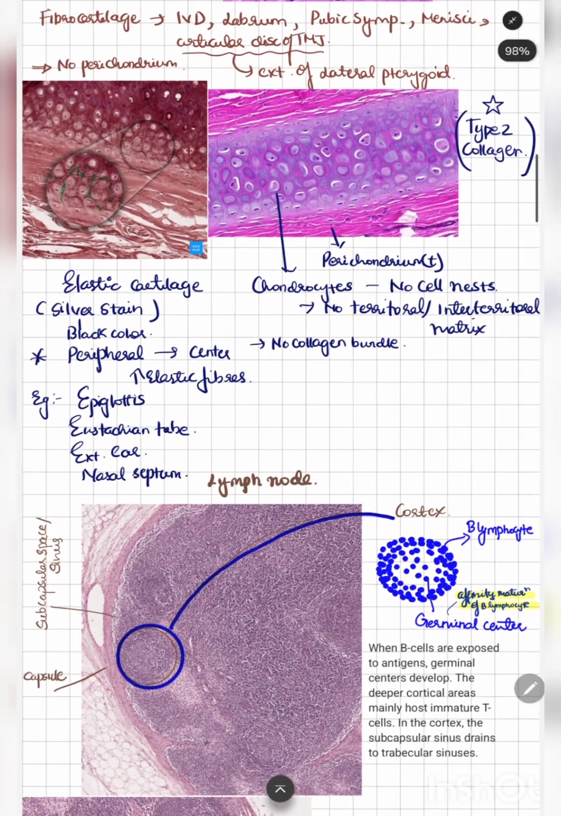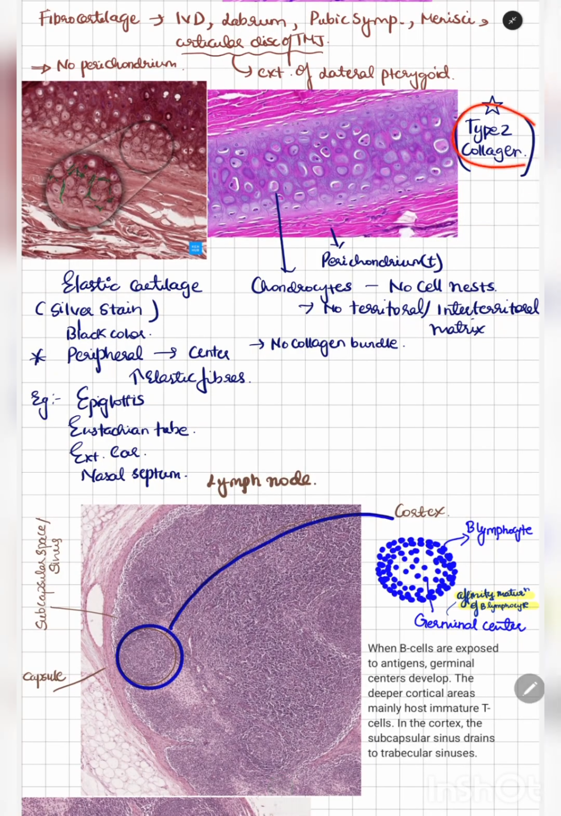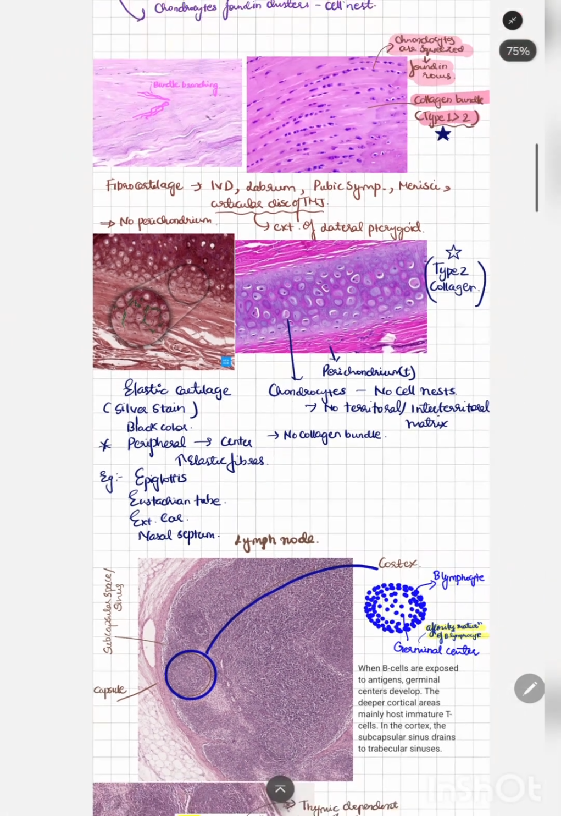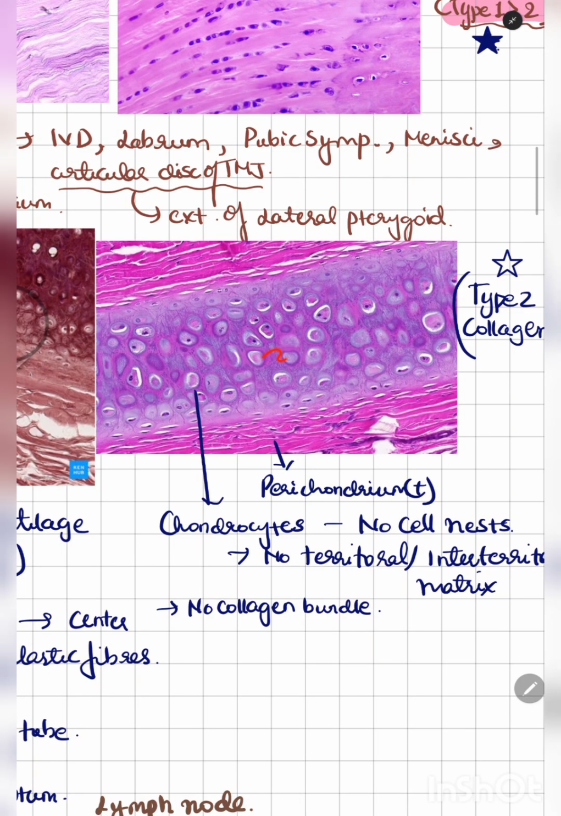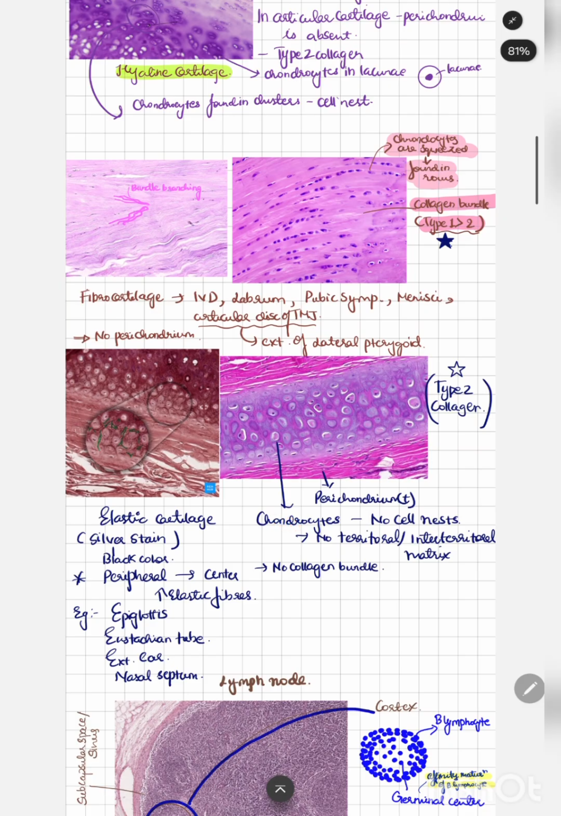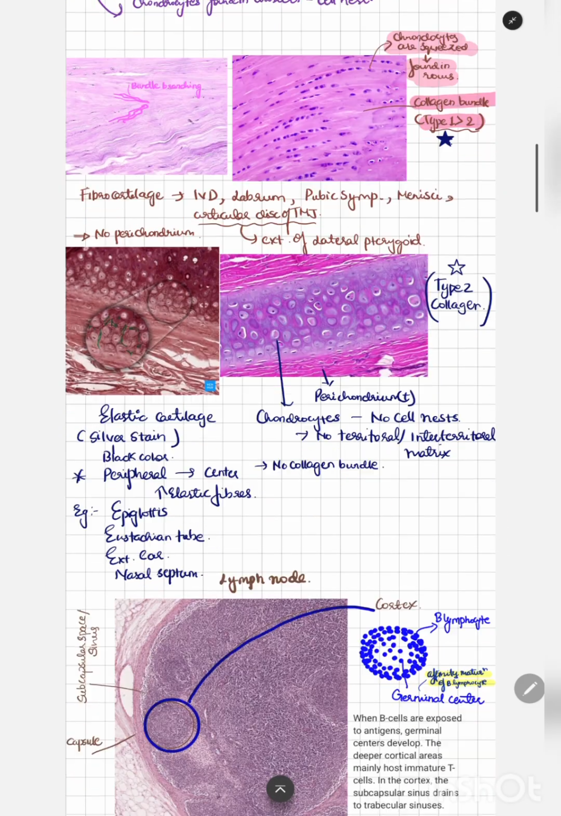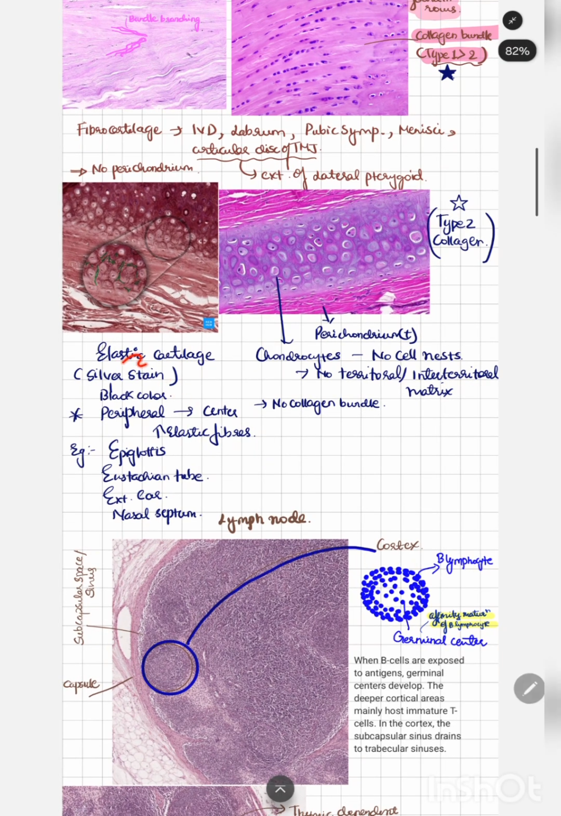Then comes elastic cartilage. Elastic cartilage has type 2 collagen, and it has perichondrium also. How to differentiate it from hyaline cartilage is you should look at the chondrocytes. The chondrocytes are not found in clusters. They are found separately, single. They are all single, right? So there are no cell nests, and that is how you can identify it as elastic cartilage. One more thing is sometimes they can give you a silver stain, and mostly silver stain is done for elastic fibers, right? So in that way also you can identify: if the section is brownish or blackish in color, it is usually elastic cartilage.